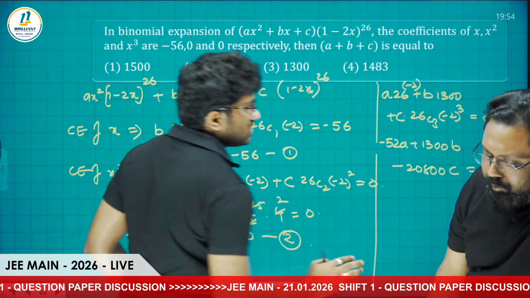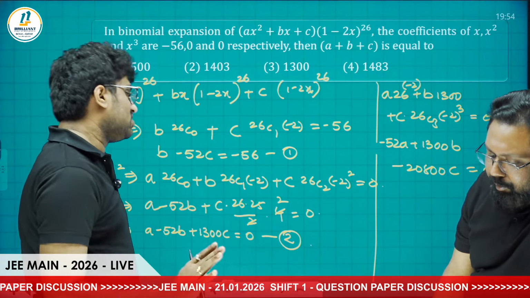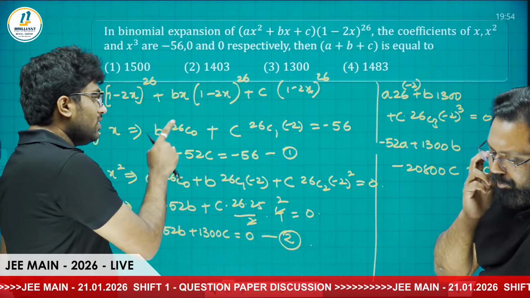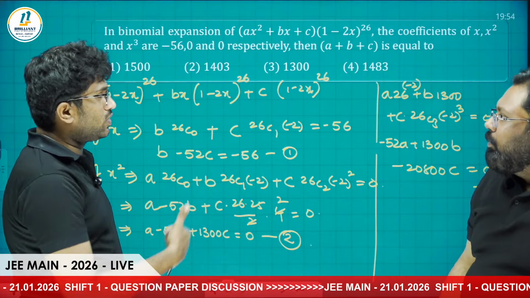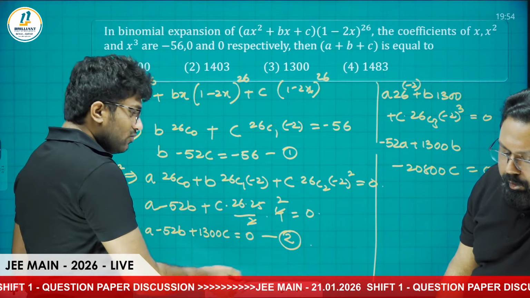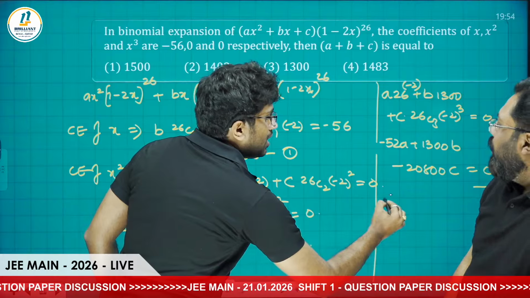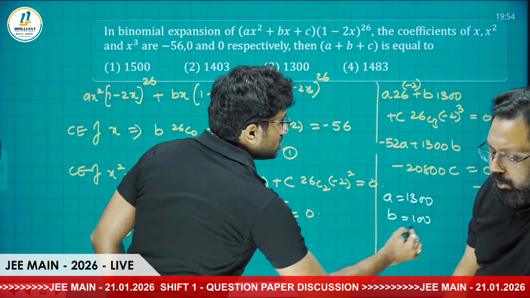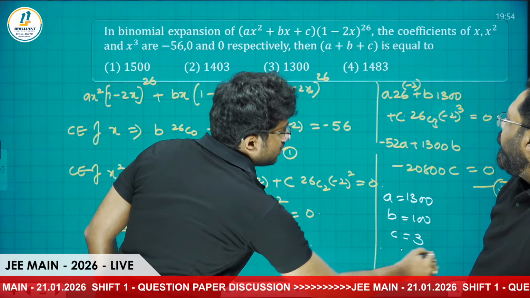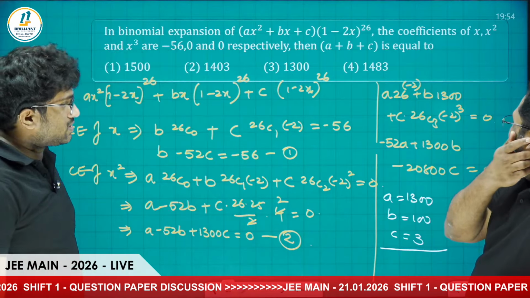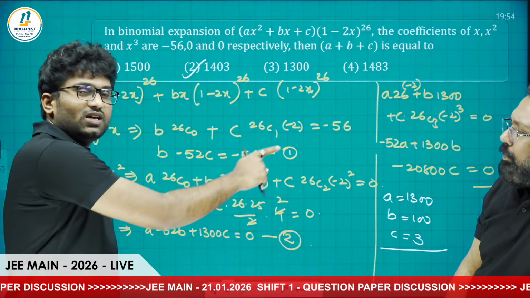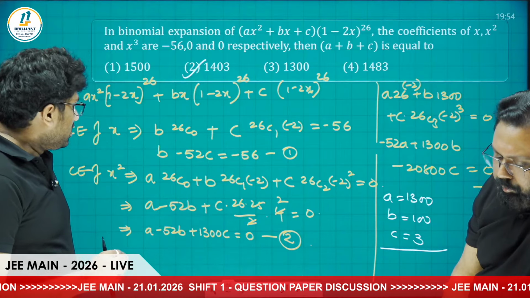So this is the lengthiest thing among all the questions that we had. Solving these three equations, from there we have to get the values of a, b, c. We have solved it already. So the value of a is 1300, b is 100, and c is equal to 3. If they are asking us to find a plus b plus c, 1403 is the answer. Solving them is the only important thing.